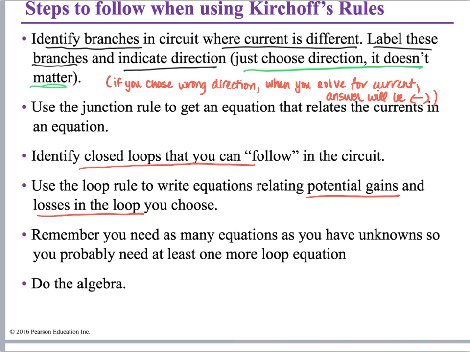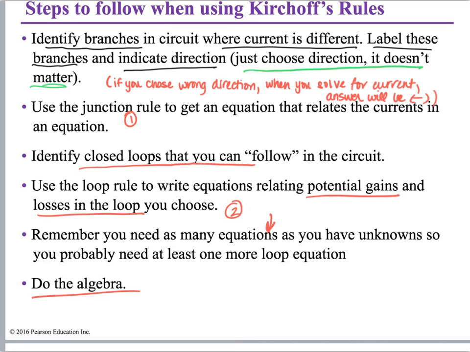Usually in the problems we do, most of the time we have 3 unknowns. We have 3 different currents that we have to find. So the junction rule gives us 1 equation, and then from the loop rule we're going to need 2 more because we need as many equations as we have unknowns. That's algebra. Once we write all our equations down, then it becomes an algebra problem.